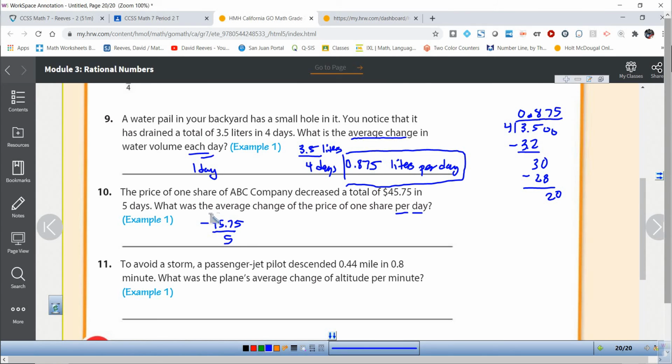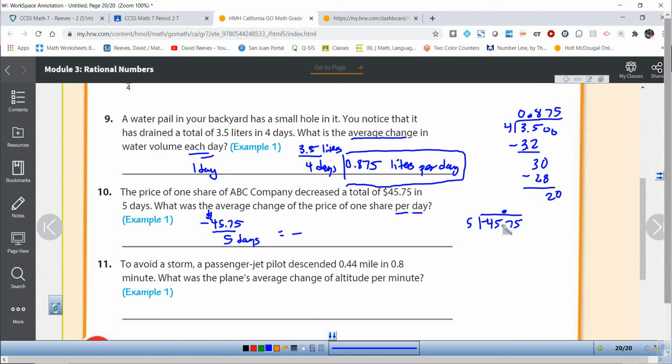All right, so this is dollars, right? And this is days. So again, we're going to divide 45.75 divided by 5. And by the way, this is a negative divided by a positive, so we're going to get a negative.